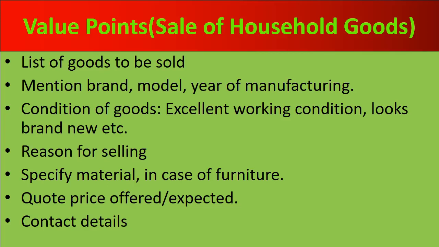Now students, here are the value points for sale of household goods. So you must mention the list of goods to be sold, mention brand, model, year of manufacturing, then condition of goods. You may say excellent working condition, looks brand new, and so on. Then you must mention the reason for selling, why you are selling. Specify material in case of furniture, quote price offered or expected, and then give your contact details.